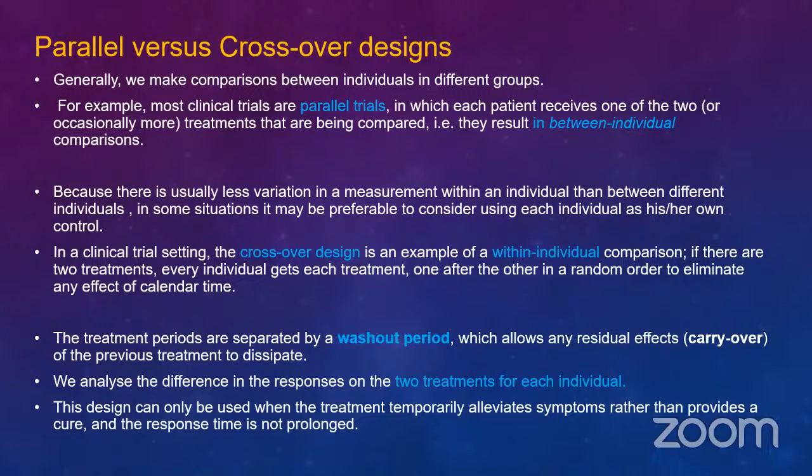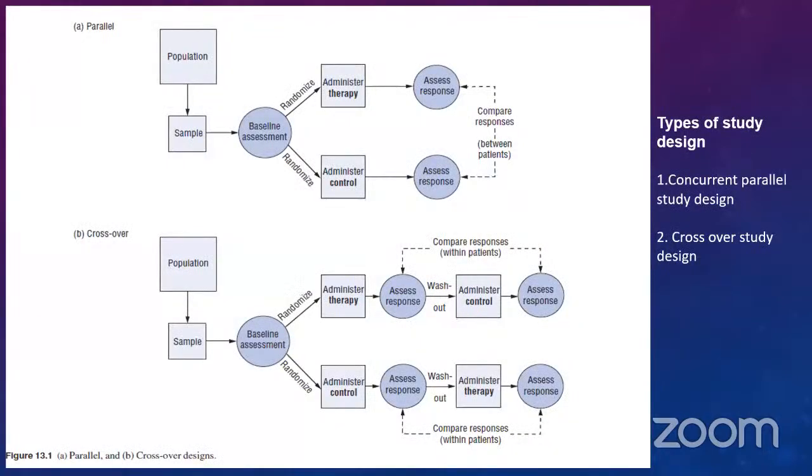And we have the parallel and the crossover design. In the parallel design, there will be a sample, it will be randomized to control and treatment, and it goes parallelly. That is, the control gets its treatment, and the intervention therapy gets its corresponding treatment.